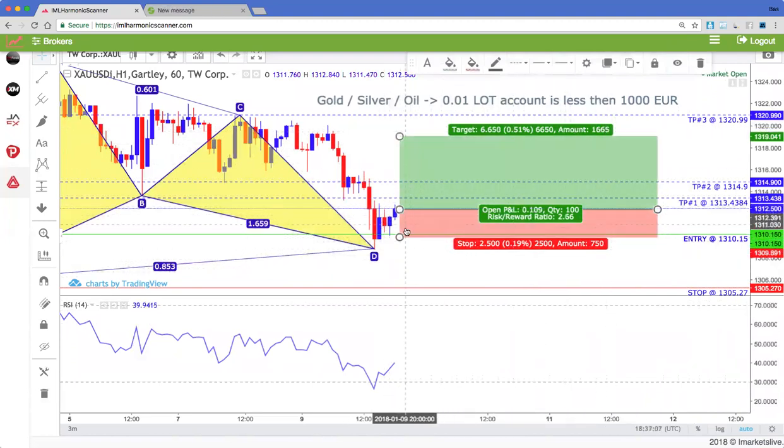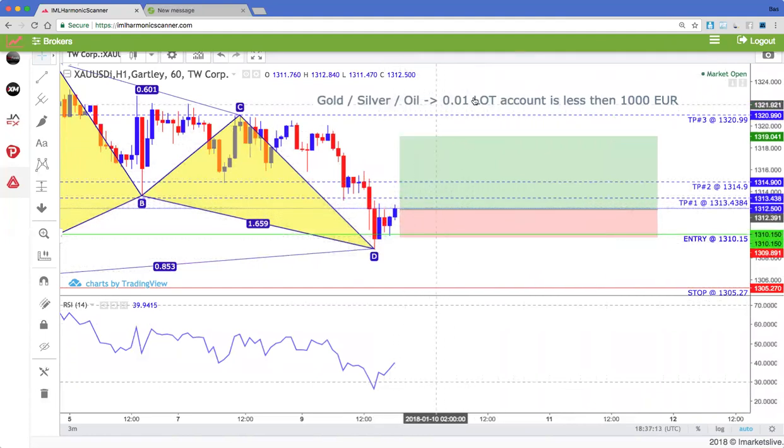And we don't want to give it more space. You don't want to go into this trade. If it's going to the stop loss, that's it. If you're not sure about trading gold, silver, oil yet, just skip this one.